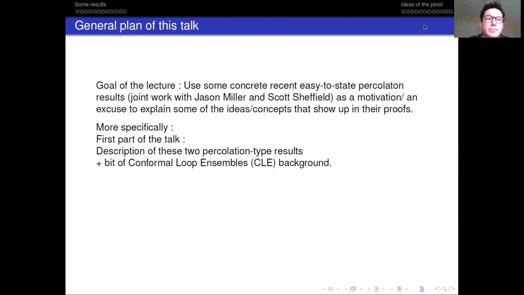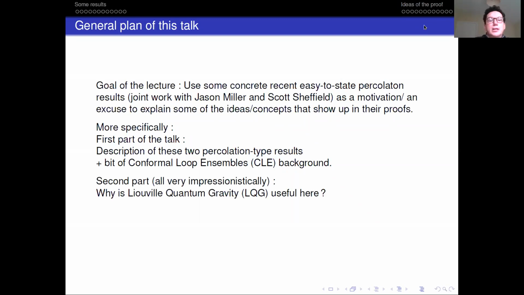So more specifically, in the first part of the talk, I will describe these type of results, and I'll give a bit of background on conformal loop ensembles and things that are needed to state properly some of the results. And then in the second part of the talk, which will of course be very impressionistic because the time is limited, each of the bricks that we're using could be the topic of several hours of explanation and definition if you want to make everything precise.